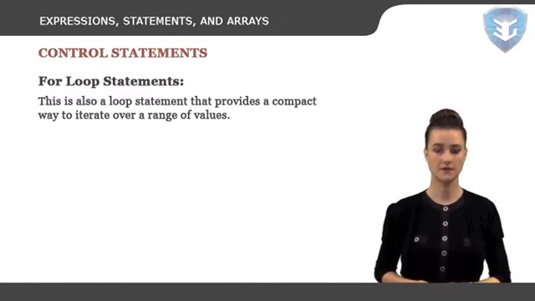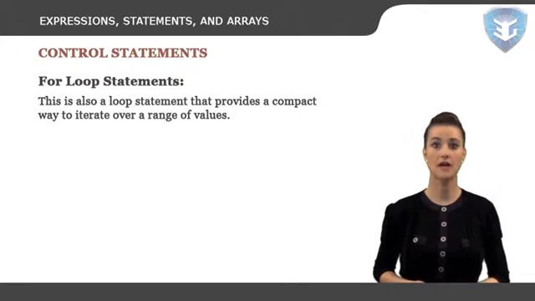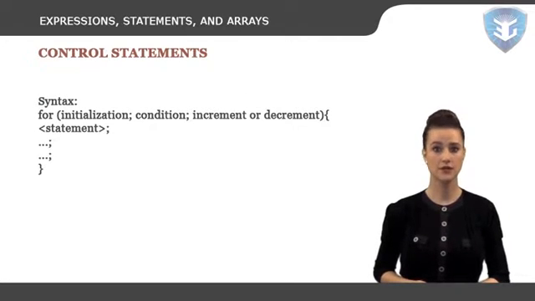For loop statements. This is also a loop statement that provides a compact way to iterate over a range of values. From a user point of view, this is reliable because it executes the statements within the block repeatedly till the specified condition is true. Look at the screen to understand the for loop.